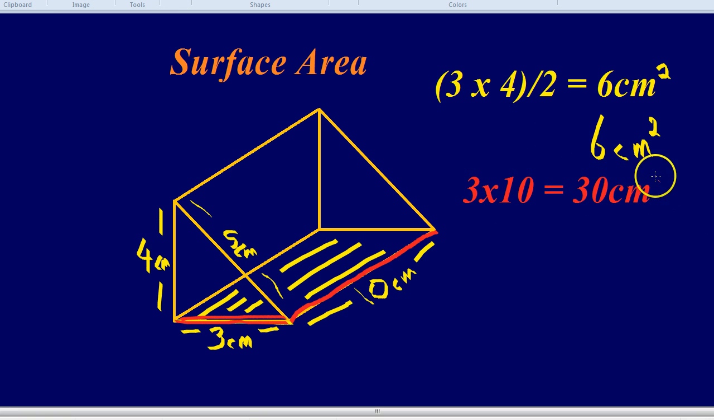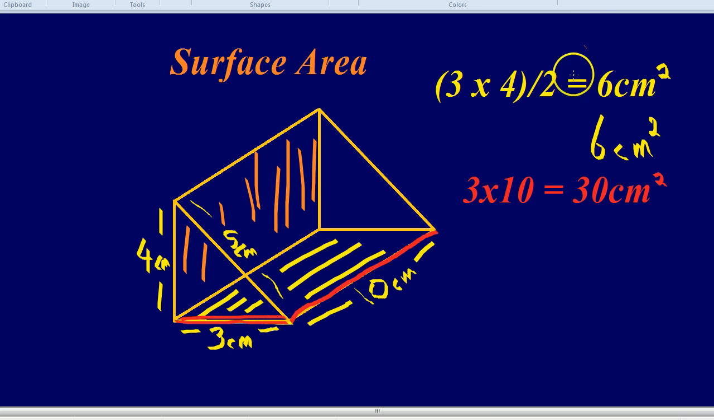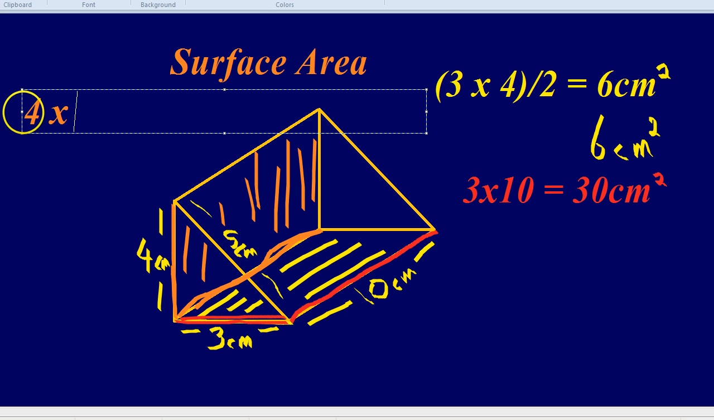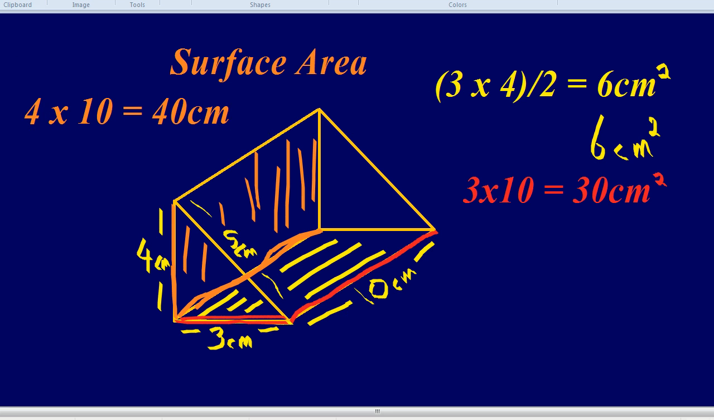What surface should we do next? We've done 2 of them. Let's do the back. The back is this side back here. Can you see which 2 sides we're going to multiply? It would be 4 here times by 10 along here. 4 times by 10. 4 times by 10 is indeed 40. So that's 40 centimeters squared.